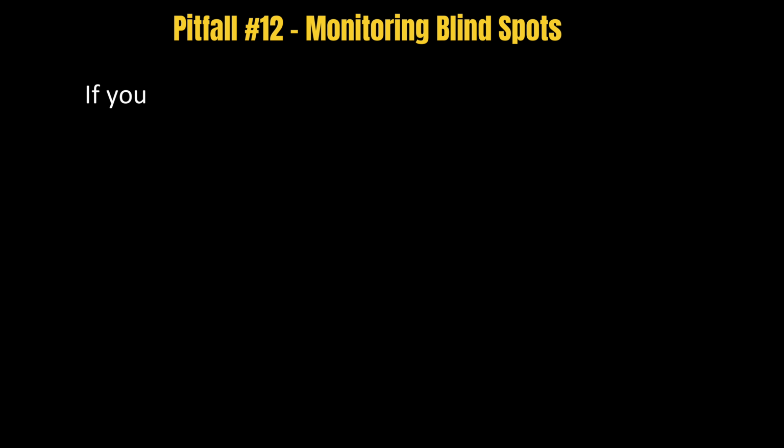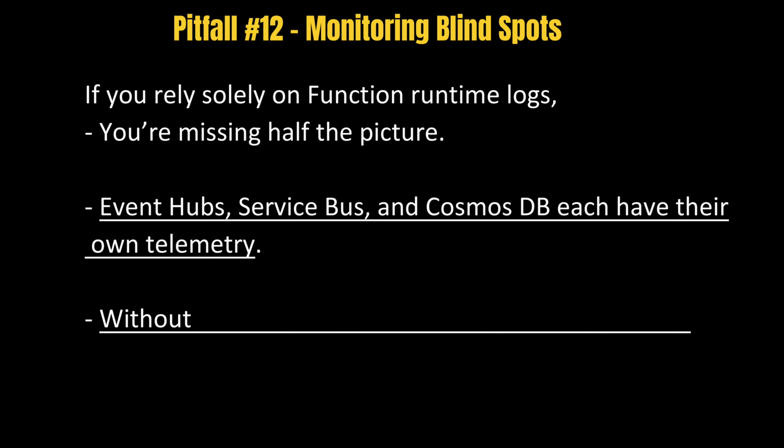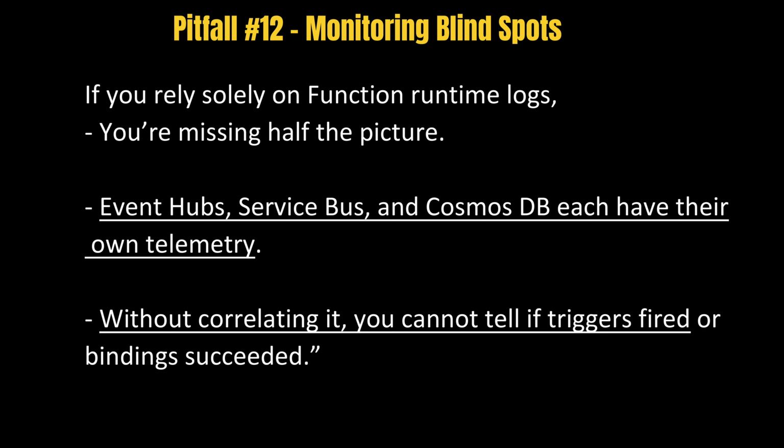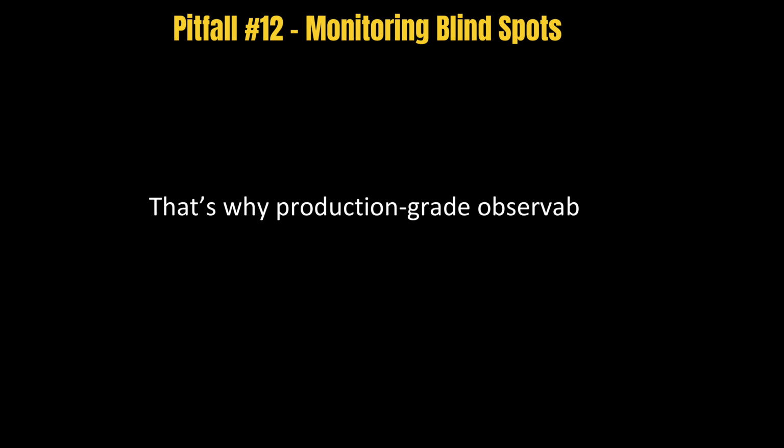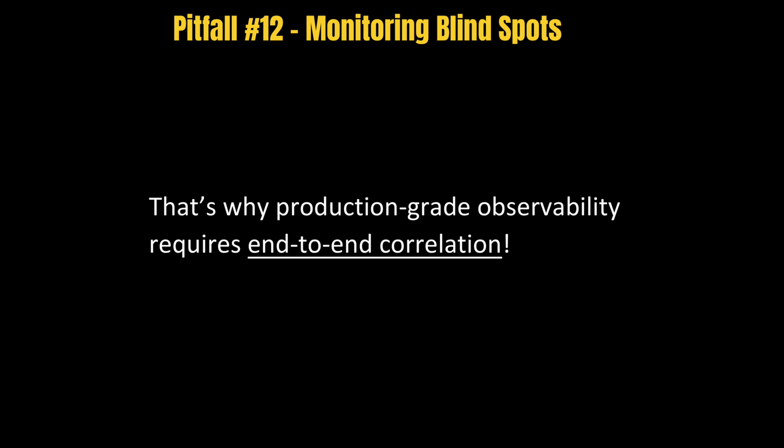So what's the culprit? You're not being alerted. If you solely rely on function runtime logs, you're missing half the picture. Event Hubs, Service Bus, and Cosmos DB each have their own telemetry. Without correlating it, you cannot tell if triggers fired or bindings succeeded. So logs do not mean full observability. Over-reliance on function logs will cause this nightmare.